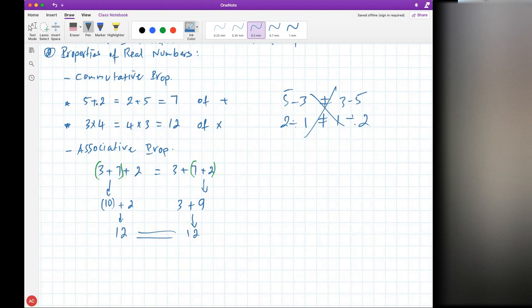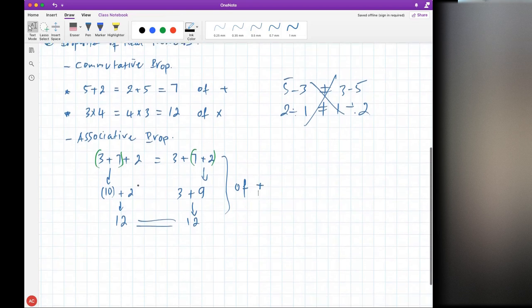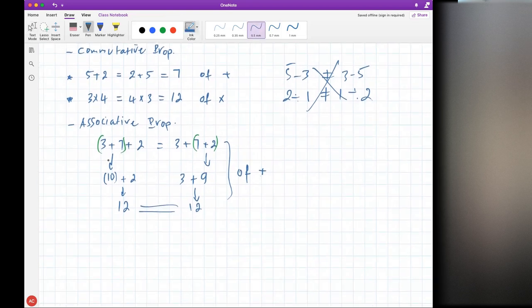So here we change the order of the numbers, but here we don't change the order of the numbers. We change the order of operations using the parentheses. Basically, we associate these two here, and here we associate these two. That's why it's called the associative property. And so that's the associative property of addition. That property also applies to multiplication.